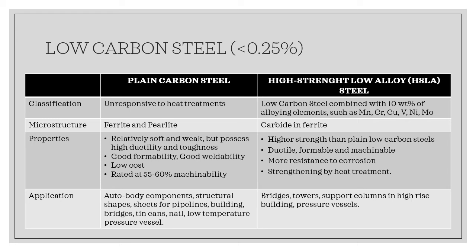HSLA has more resistance to corrosion and is usually strengthened by heat treatment, meaning to say, by doing heat treatment to the sample, we can increase the strength of the steel. The rate of machinability of plain carbon steel is usually 55 to 60%. Here are also the applications of plain carbon steel, which is usually used for auto body components and structural parts, while HSLA is usually for bridges, towers, and any structural application.